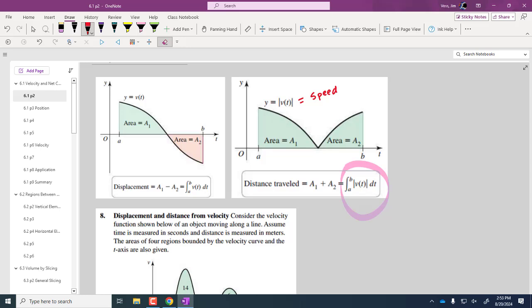So a scalar just means a number. Could be positive, could be negative. In this context, when that's the scalar we're referring to, that's always going to be non-negative. Speed. Now, absolute value of v, can you integrate that? Does an absolute value function have an antiderivative? Can you find a function whose derivative gives you an absolute value?